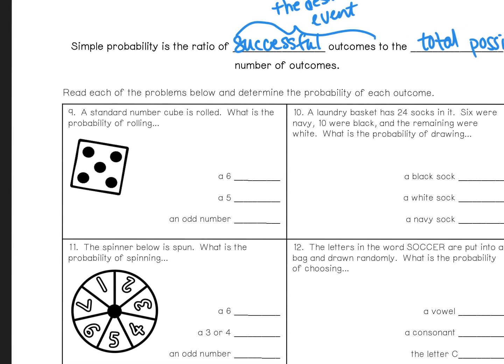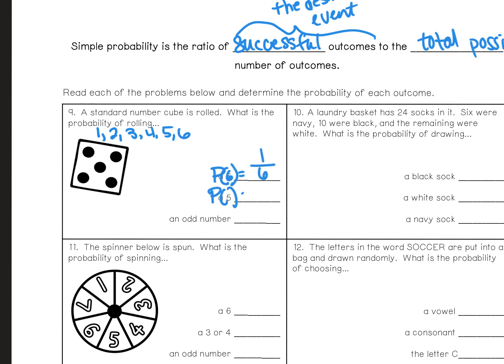A standard number cube, one side has a 1, a 2, a 3, a 4, a 5, and a 6. Just what you know as dice. What is the probability? And we're going to change this to be P of 6. Probability of rolling a 6. There's 6 total. 1 is a 6.